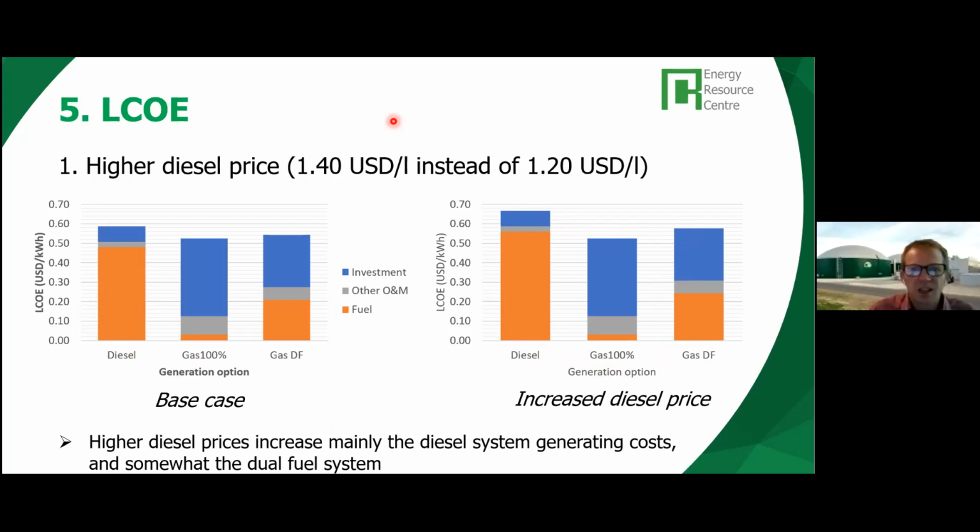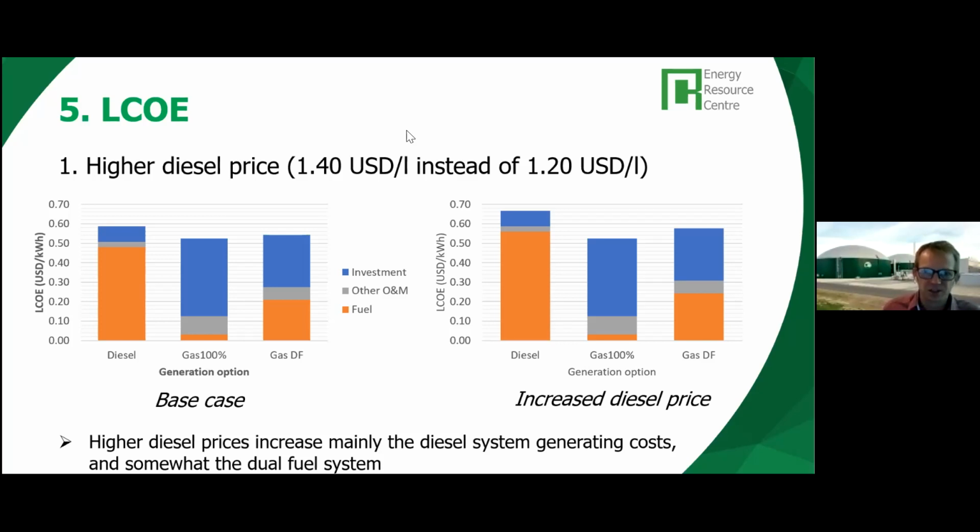Now we have a second question, second poll, and that is: what happens to the levelized cost of energy when the number of operating hours increases from 2,500 to 4,000 hours per year? So instead of 2,500 hours, we operated for 4,000 hours in a year.